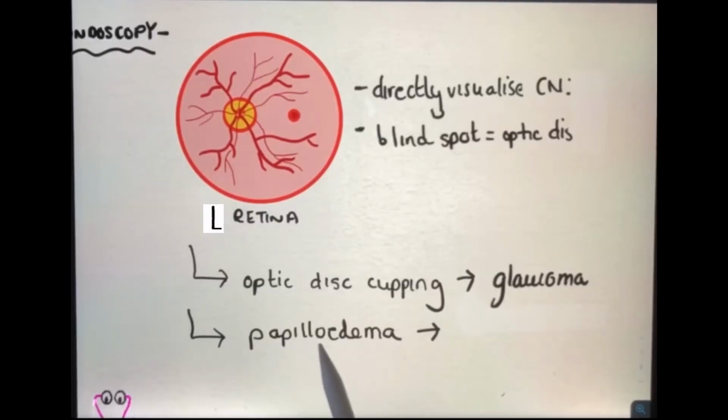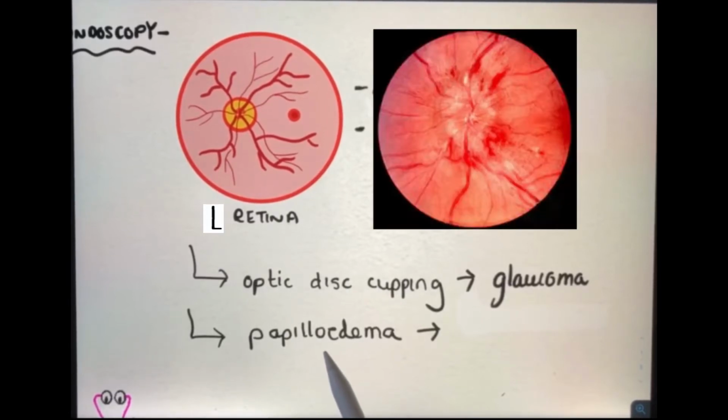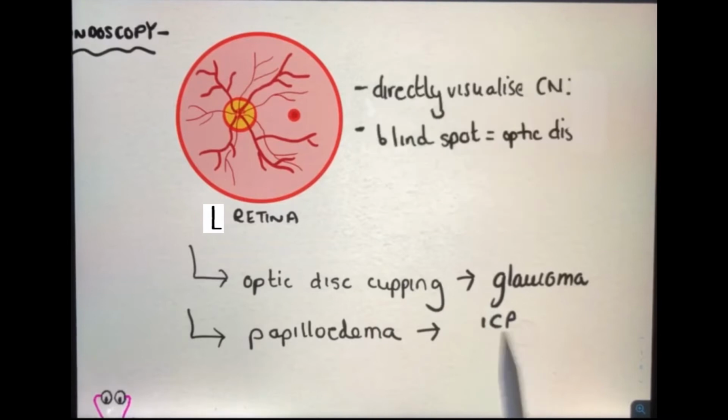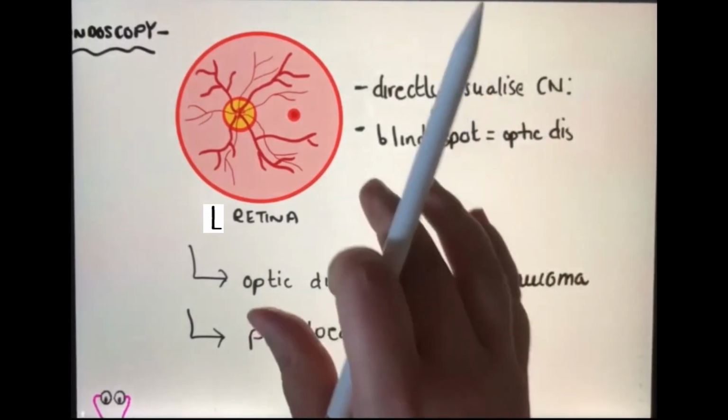We can also see problems where the optic disc looks swollen, and maybe the margins of it are becoming a little bit blurred, and that would indicate underlying raised intracranial pressure, of which there are a number of conditions which may cause that. So that's fundoscopy.